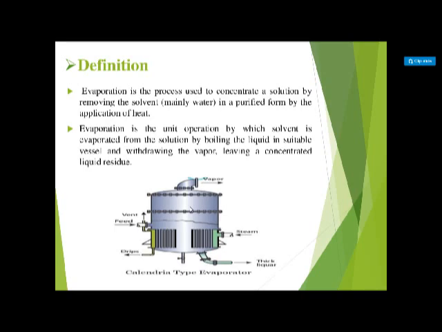Effect means here one evaporator. In the case of the short tube evaporator, we are using a single effect. So if a number of short tube evaporators are arranged in a sequence, then that is called a multiple effect evaporator. So the construction is the same as that of the single effect short tube evaporator, right?